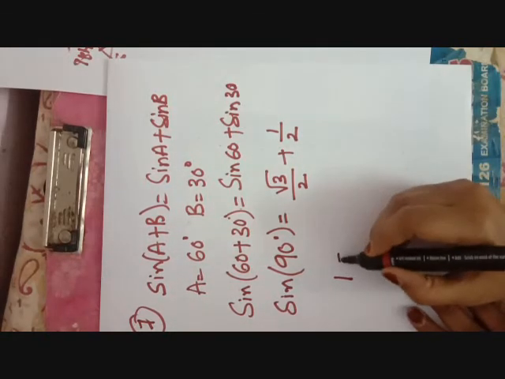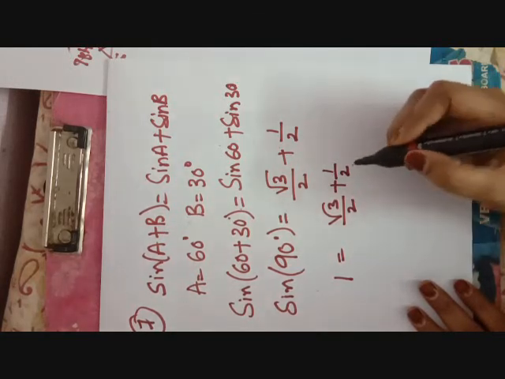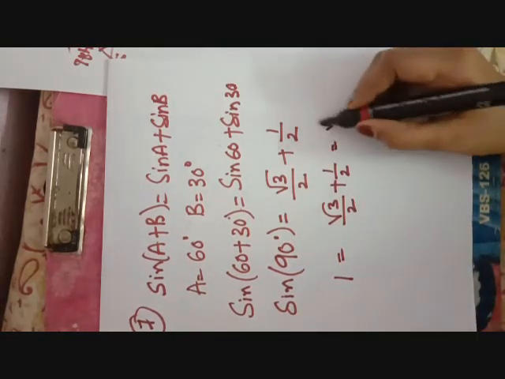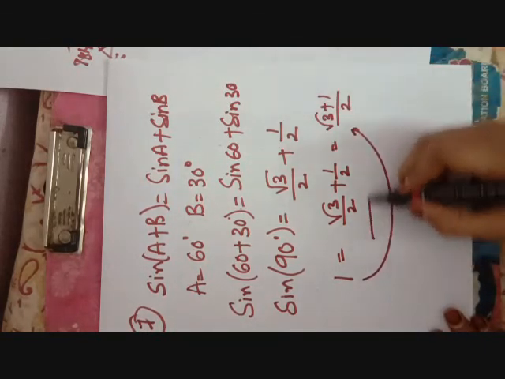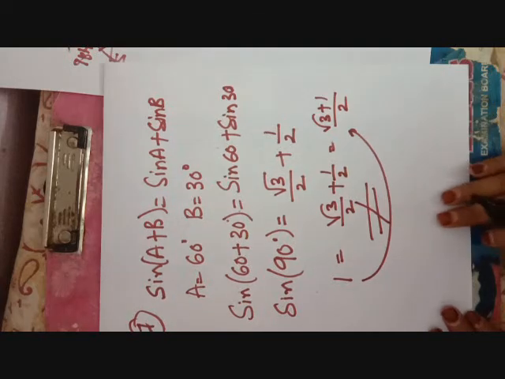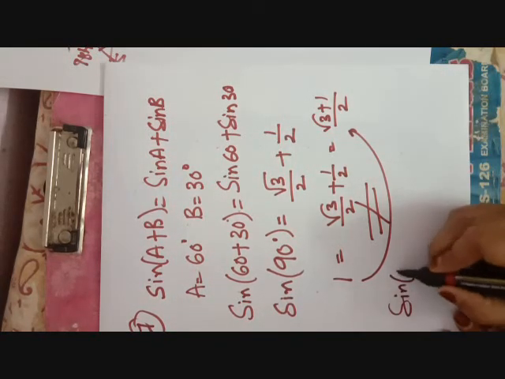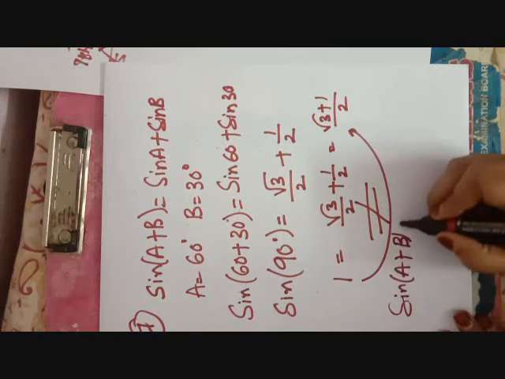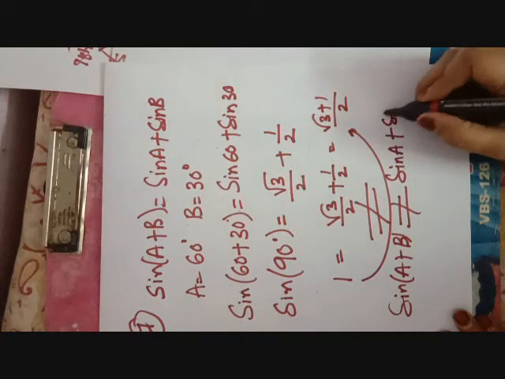So 1 is equals to root 3 by 2 plus 1 by 2. When you add it, root 3 plus 1 by 2. Are both equal? No, it is not equal. That means sin A plus B is not equals to sin A plus sin B.